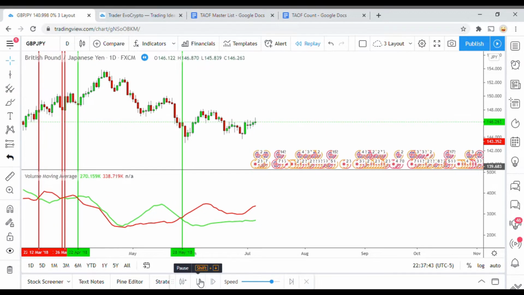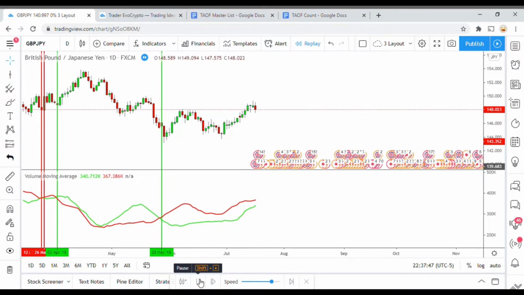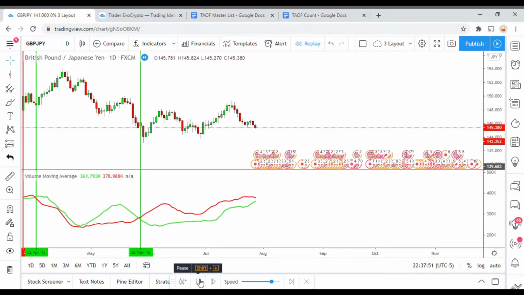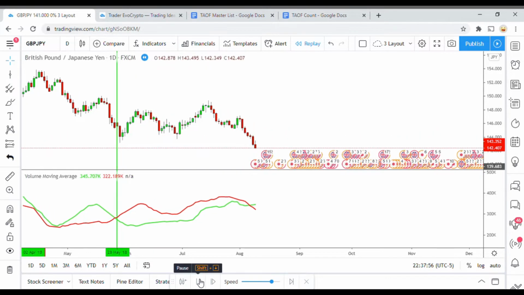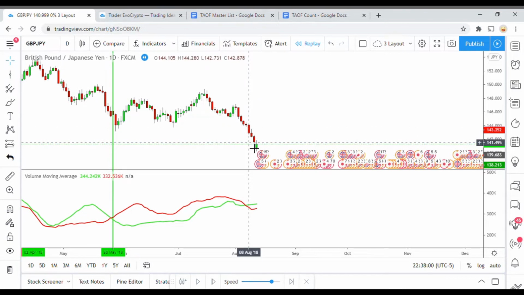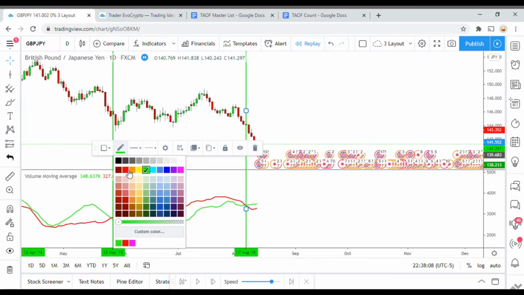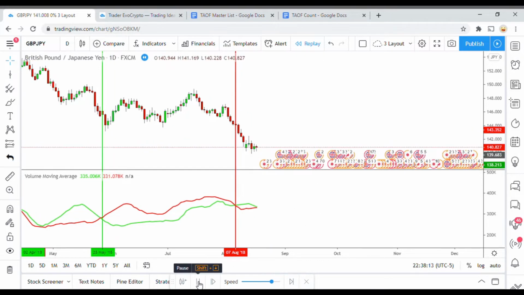Keep playing it along here. We are in the sell position now, and it's tracking along. See if we can pick up another. We did. So we picked up another signal over here. It was a buy signal. And unfortunately, did not work out for us too well.